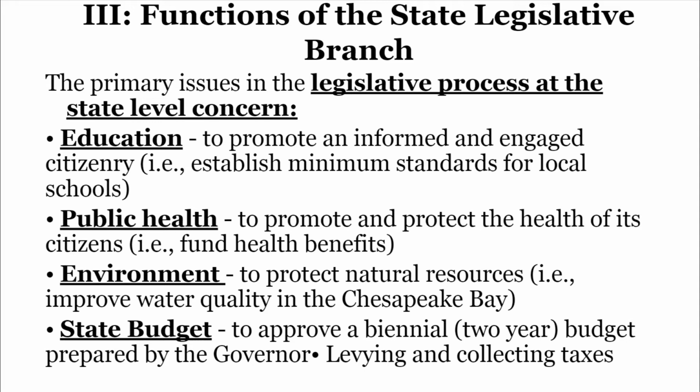The legislative branch also sets to approve the biannual, so every 2 years, budget that is prepared by the governor himself or herself, as well as levying and collecting taxes. So the legislative branch is in charge of those things as well. So the four primary issues: education, public health, environment, and state budget.